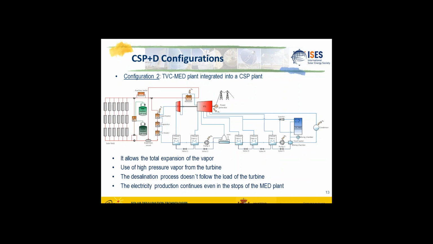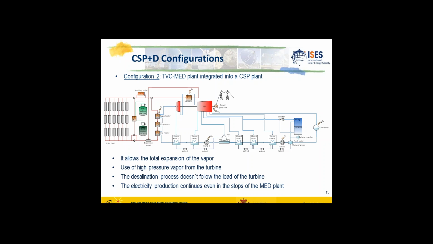Typically, the top number of effects that we can find in multi-effect distillation is between 14 and 16 at maximum. As I said to you, the higher the number of effects, the higher the thermal performance of the plant. And one variation of this process is multi-effect distillation with thermocompression.